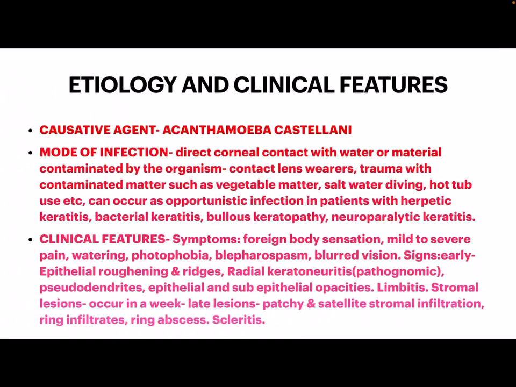Then there are stromal lesions. Stromal lesions occur later, like after a month or so. Early lesions will be all those epithelial lesions and radial keratoneuritis. Stromal lesions include patchy and satellite stromal infiltration in the beginning. Then it will become a ring infiltrate and then it will become a ring abscess. And then it can even cause scleritis.